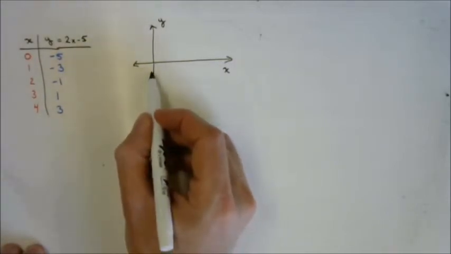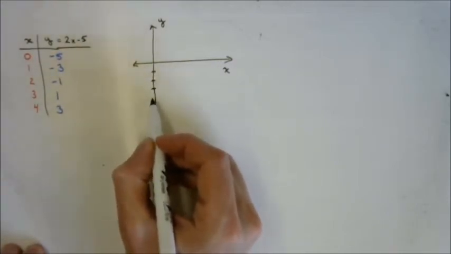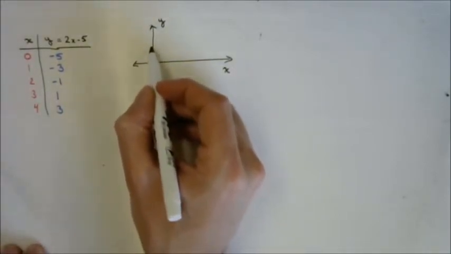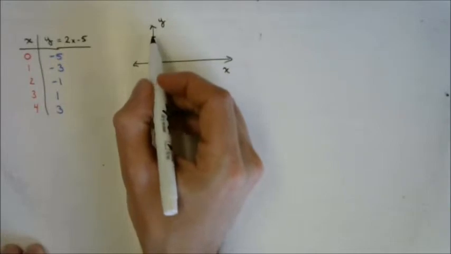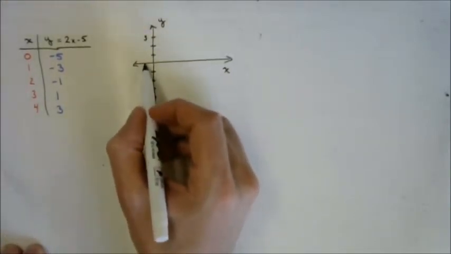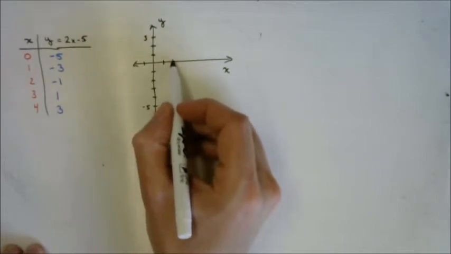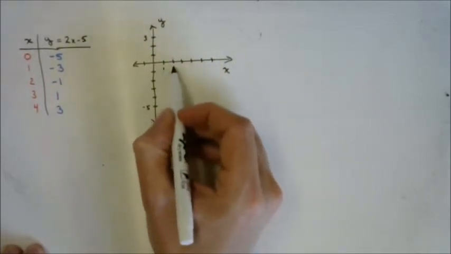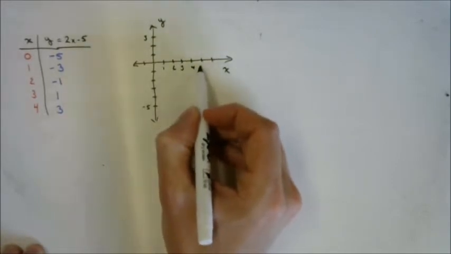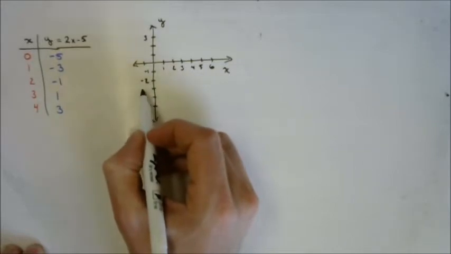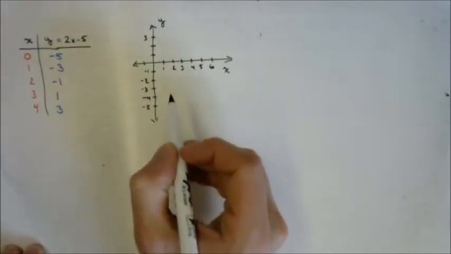And we can go negative 1, negative 2, negative 3, negative 4, negative 5. Then 1, 2, 3. And here, 1, 2, 3, 4, 5. Okay, you have your axes drawn? Your numbers in, it looks something like that.